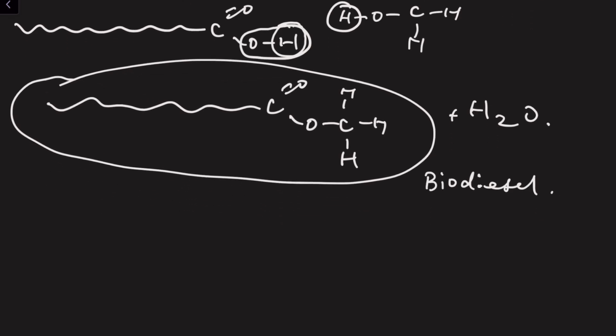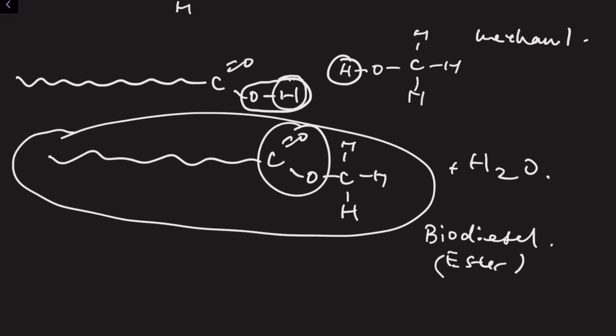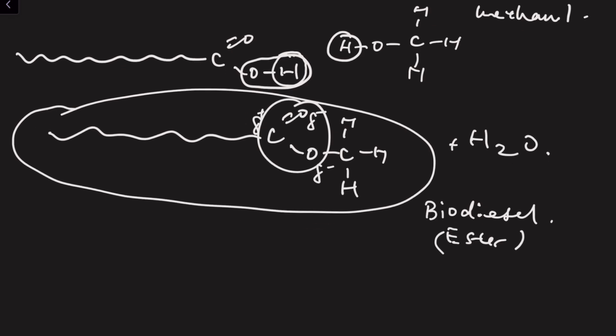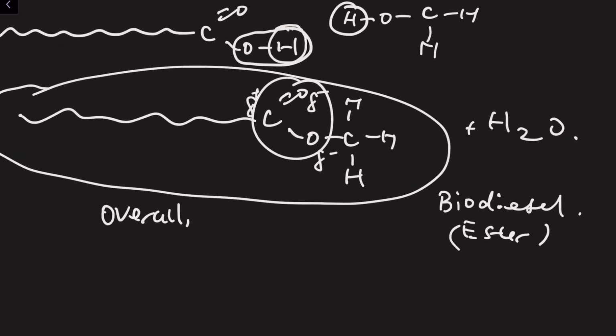So biodiesel is actually an ester with a very, very long carbon chain. So this is the ester functional group, and it is polar. So carbon is partially positive, oxygen partially negative. So this is actually a polar part of the molecule. But because we have such a long non-polar carbon chain, it is overall non-polar.